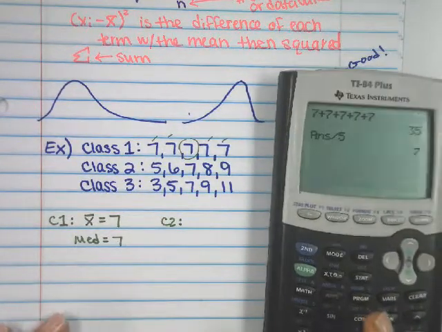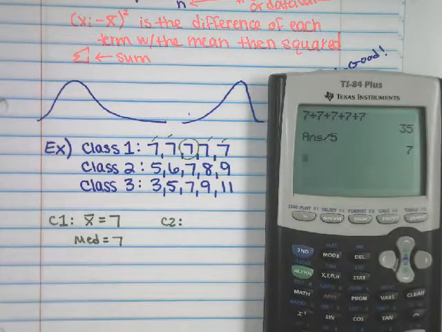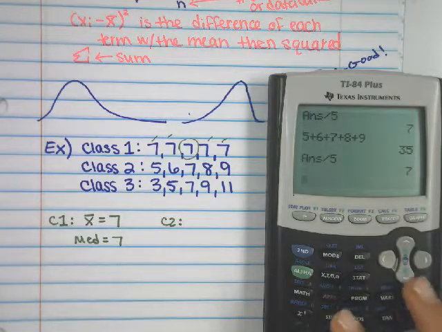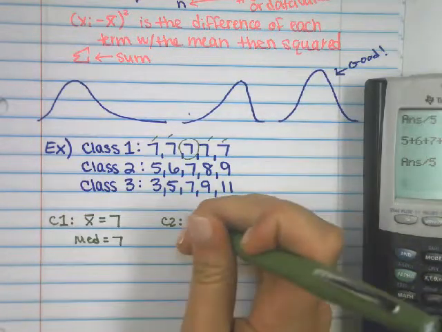For class 2, we're going to find the mean. So for the mean, you add them up: 5 plus 6 plus 7 plus 8 plus 9. 5 students took this test, so we divide by 5, and our mean is 7.